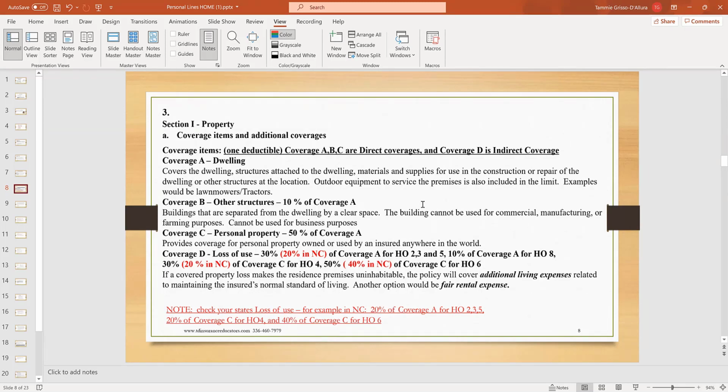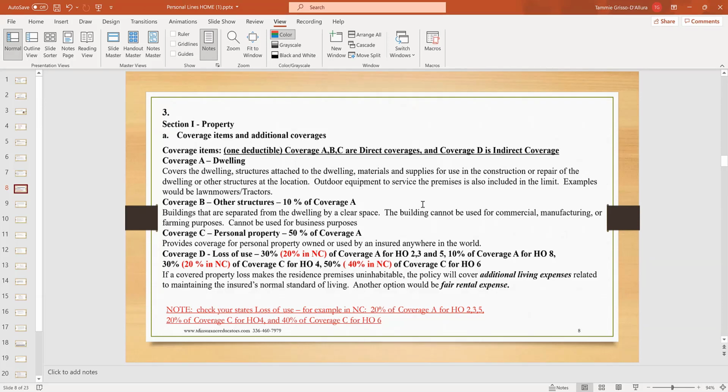So what do I mean by that? If you take your shed or your other structure and you turn it into an auto mechanic shop, or you turn it into a beauty salon, these are things that will not be covered under your other structures. So if there's a fire and you have that particular operation in that other structure, it will not be covered. Companies are getting very, very strict about that. So you cannot use this for business purposes. You'll just have to get other insurance for that.